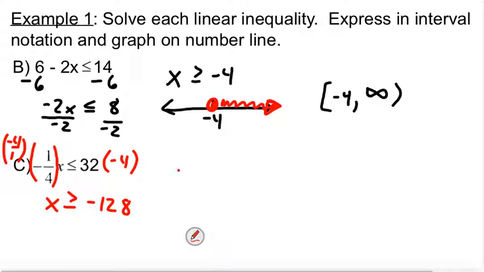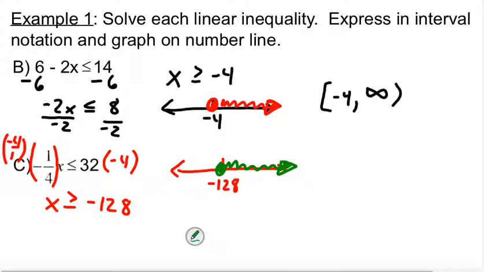All right, so let's graph this out on a number line. It says x is greater than or equal to negative 128. It's equal to it, so what kind of dot goes at negative 128? Okay, good. Solid dot. And then it's greater than negative 128, so do I shade to the left or to the right? It's greater than, so we're going to shade to the right.